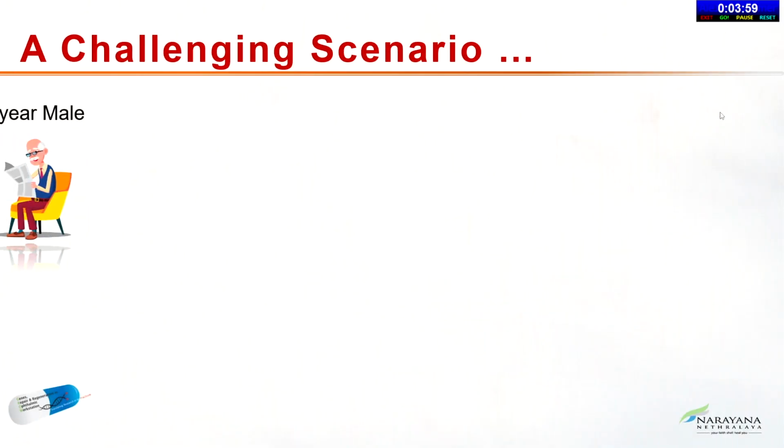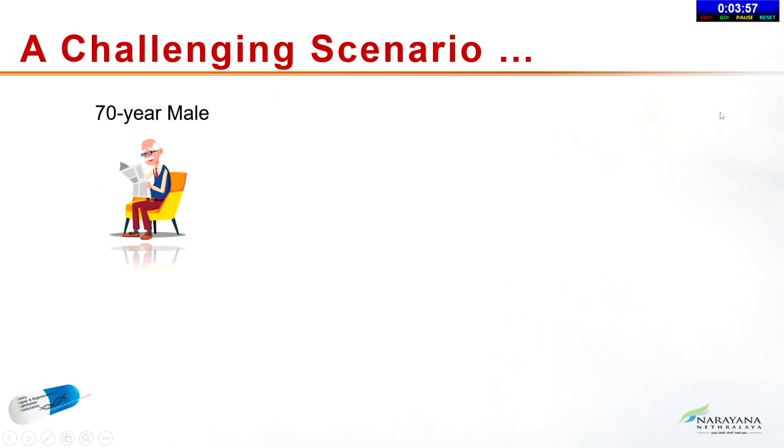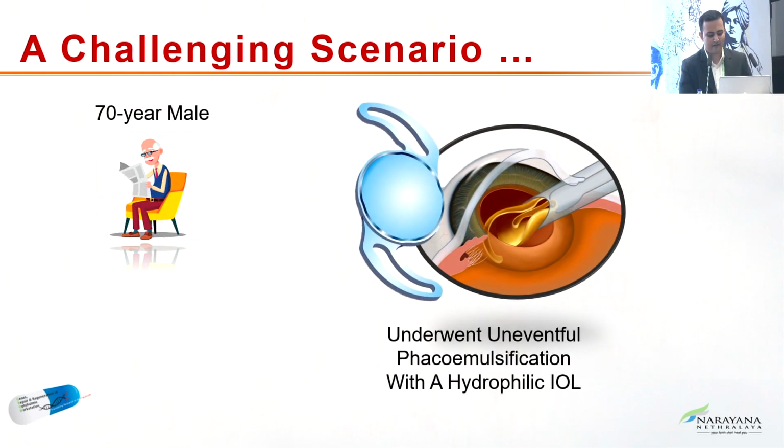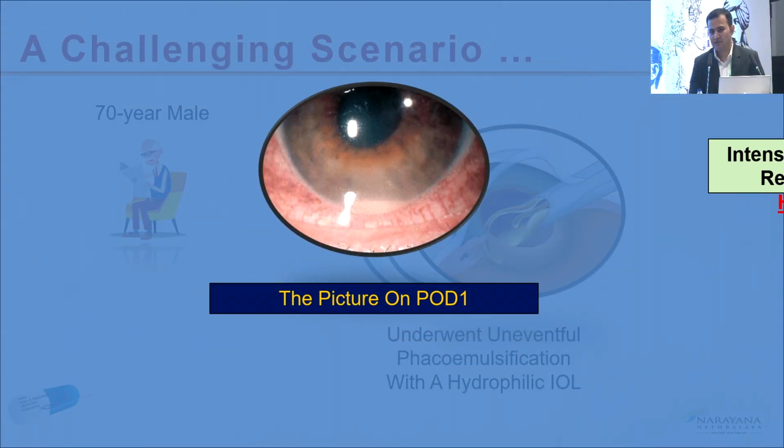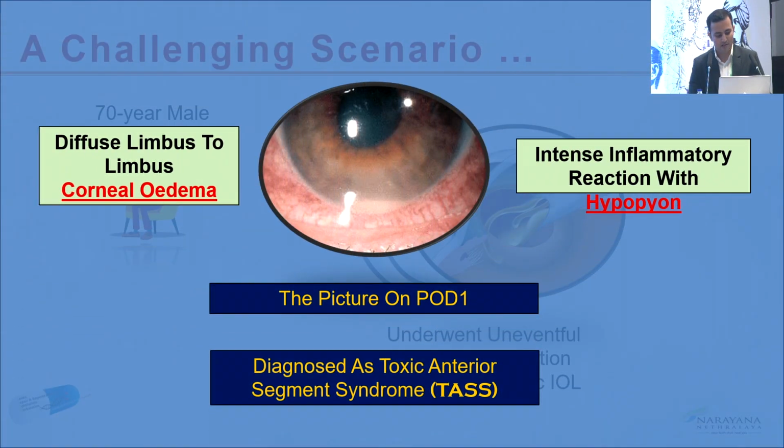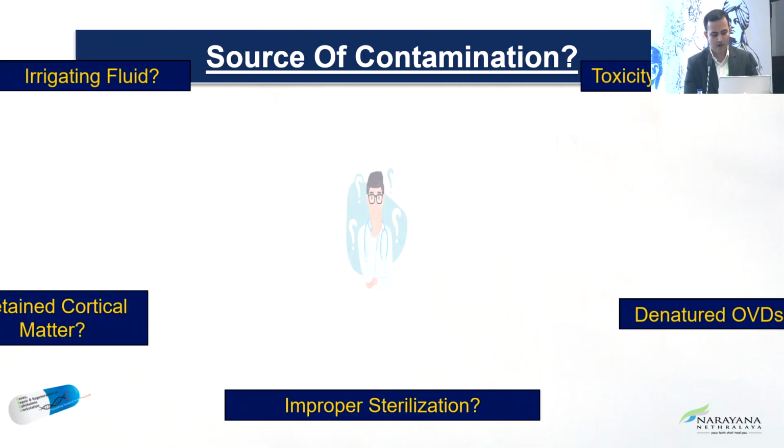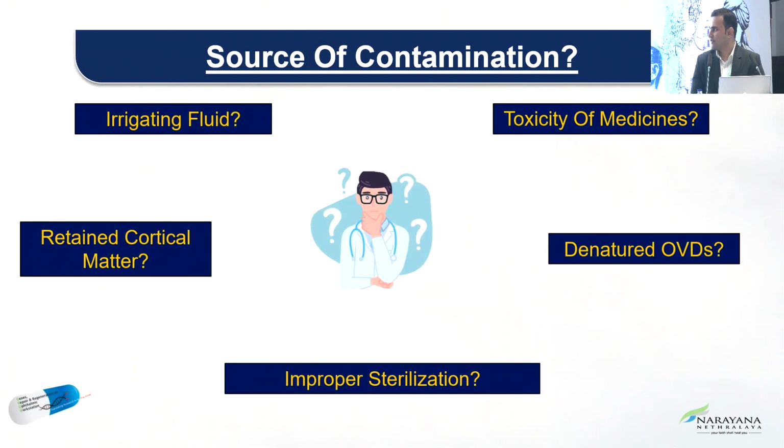So it all began with a routine day at office where a 70-year-old male underwent an uneventful phacoemulsification with a hydrophilic IOL. But to our surprise, the patient presented to us on POD1 with this picture with an intense inflammatory reaction with a hypopyon. Thankfully, the patient responded to topical steroids and was diagnosed to have TASS after an AC tap. So it got us thinking, what exactly was the source of contamination?